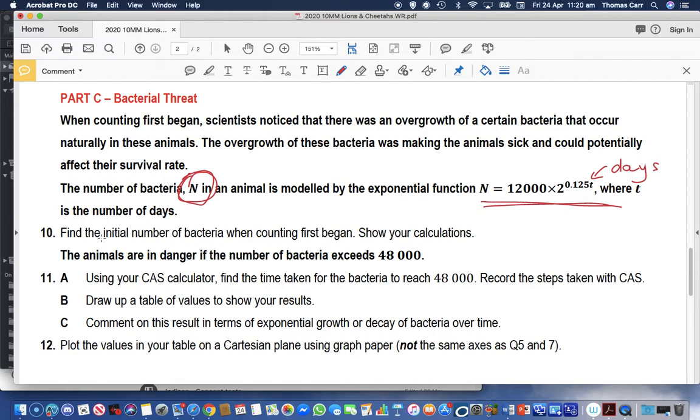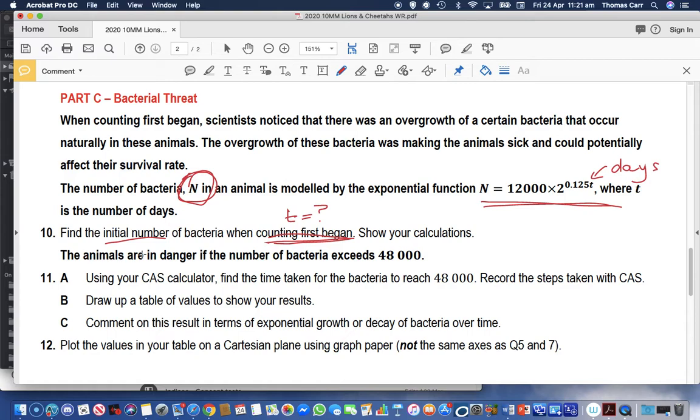So the first thing it asks us to do is to find the initial number. Now the initial number of bacteria is the number of bacteria when counting first began. Counting first began means how many days have gone by. Take that value, put it into the formula and show your calculation. It's very similar to what we had to do in part A and B.